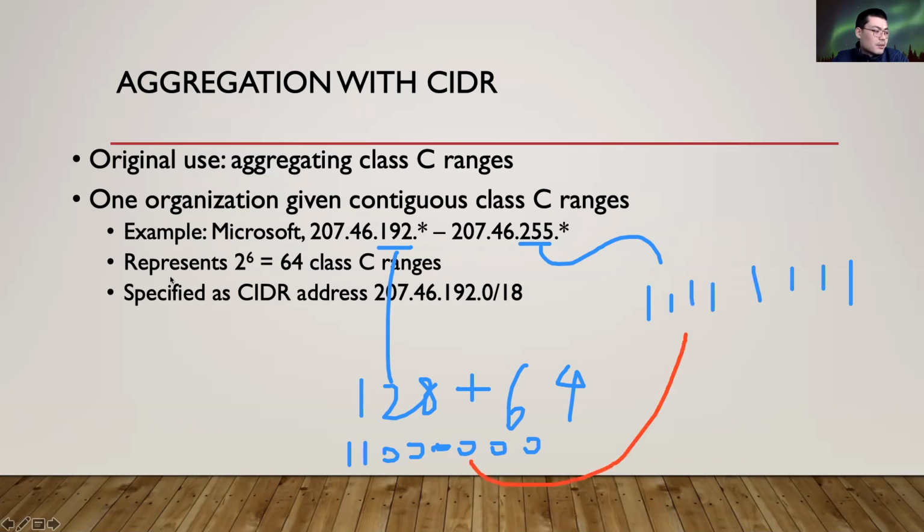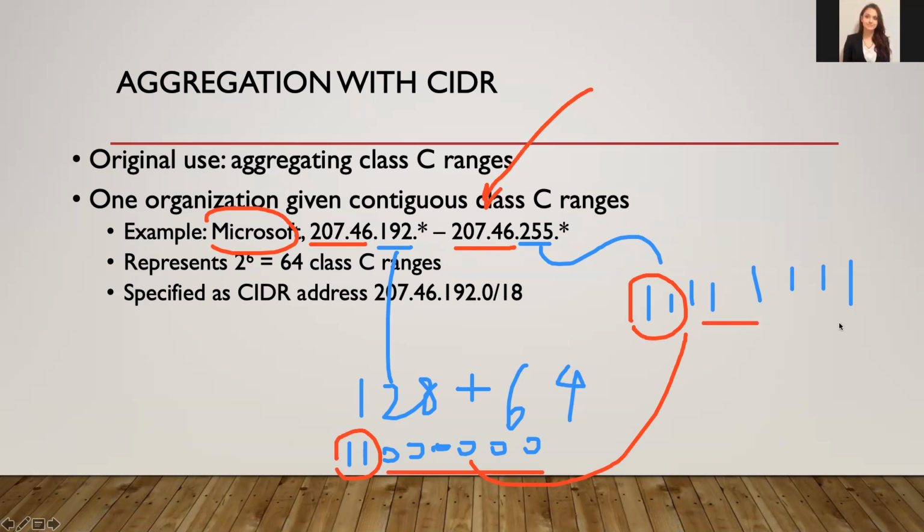As for Microsoft, what does that mean? The first 2 bytes, of course, are the same. They are the network part. And these bits are also network part, always 1 for this range in Microsoft. Because of this, it's continuous and only the trailing bits change. These first 2 bits are the same, so altogether we have 18 bits.